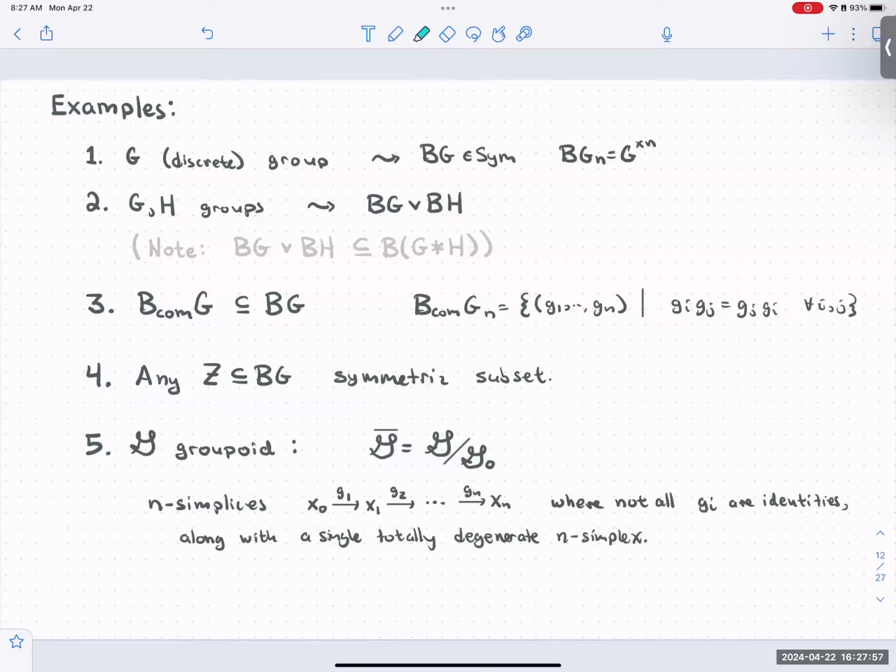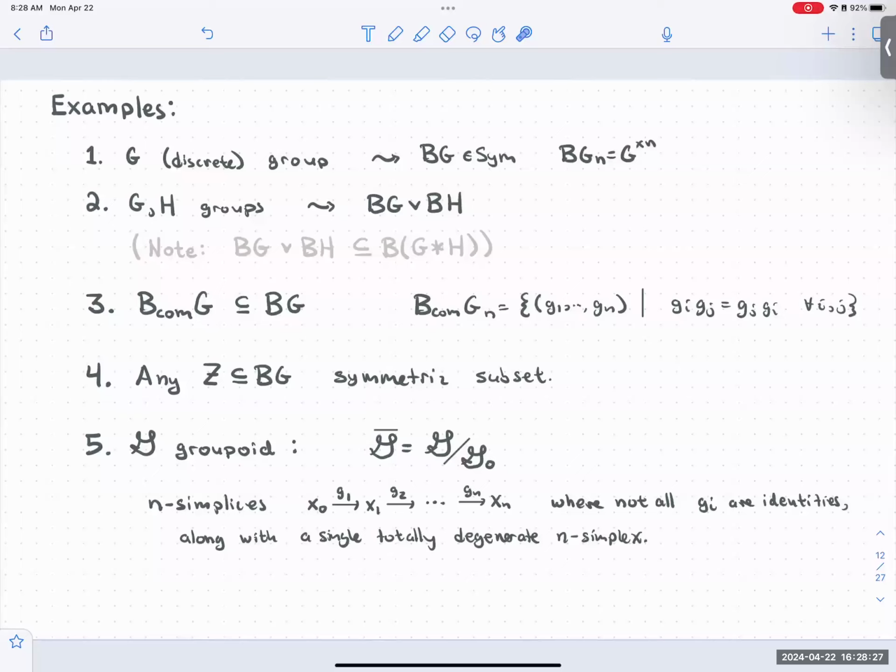So given any group, I can look at its usual BG, and by this I mean, let's say the simplicial set rather than the associated space, with BG(n) being the product of n copies of G. This is also a symmetric set. This is a very prototypical partial group.